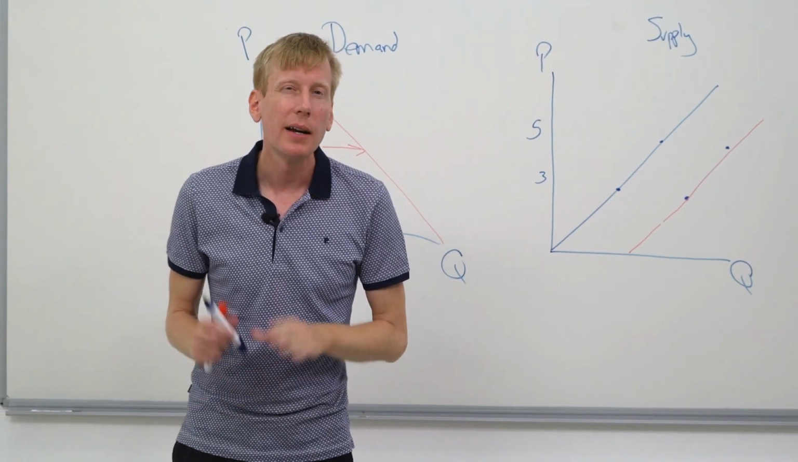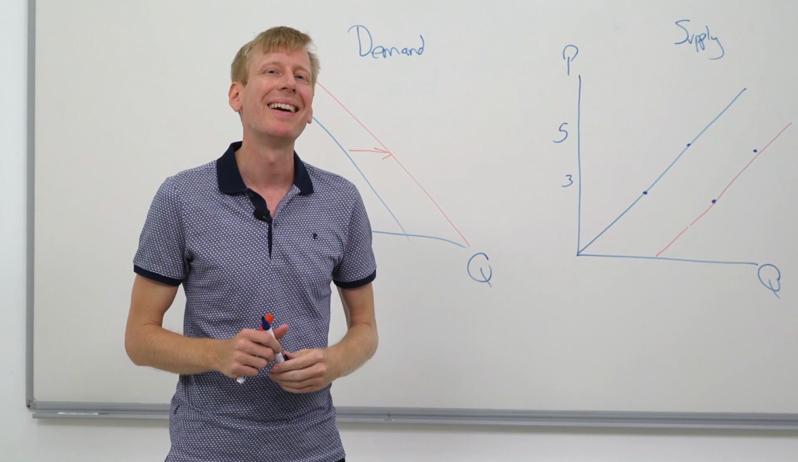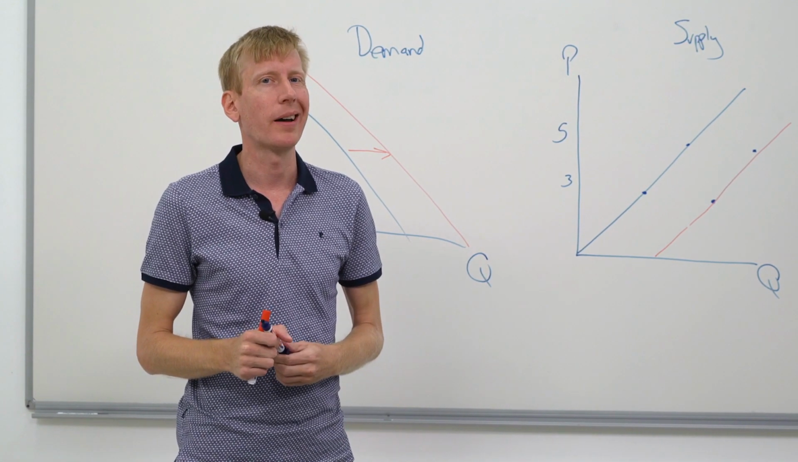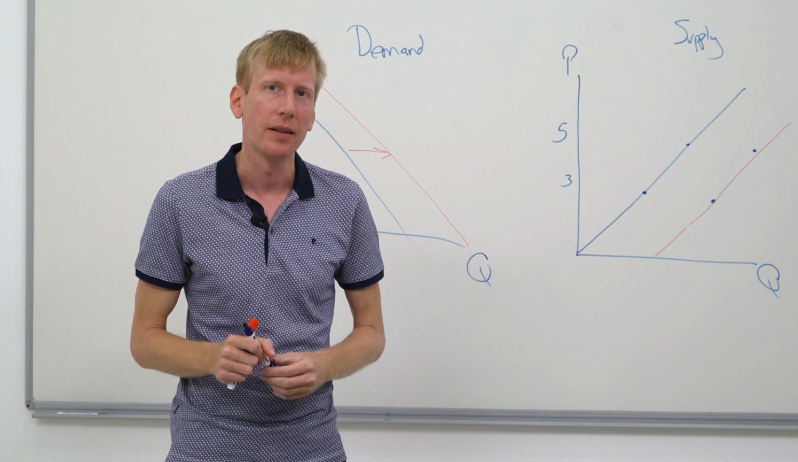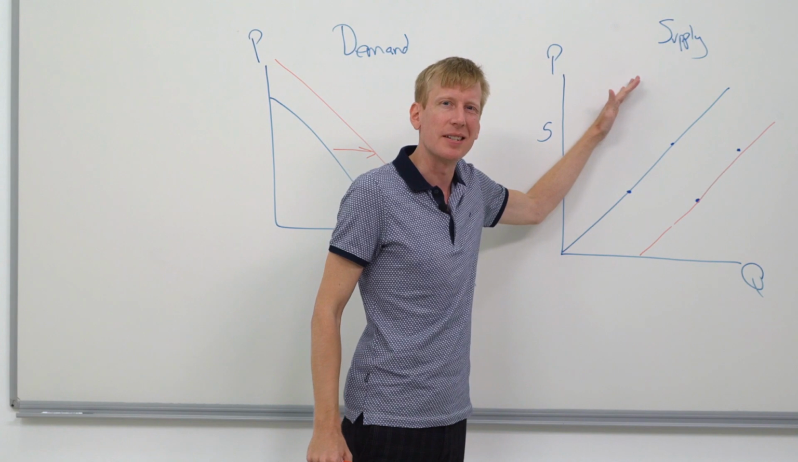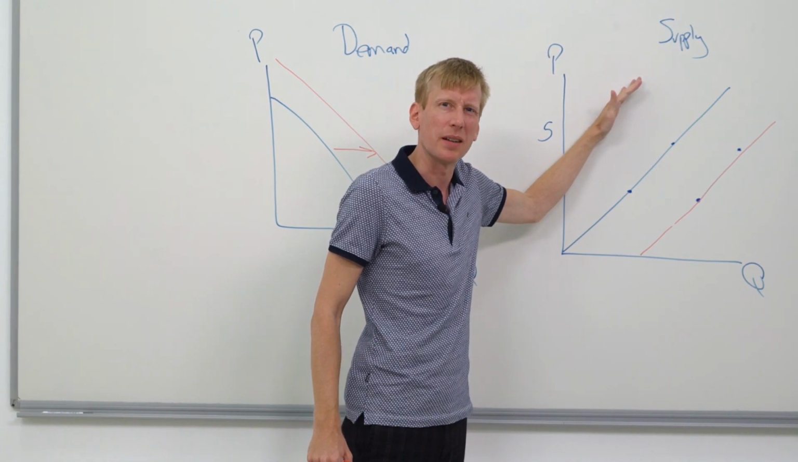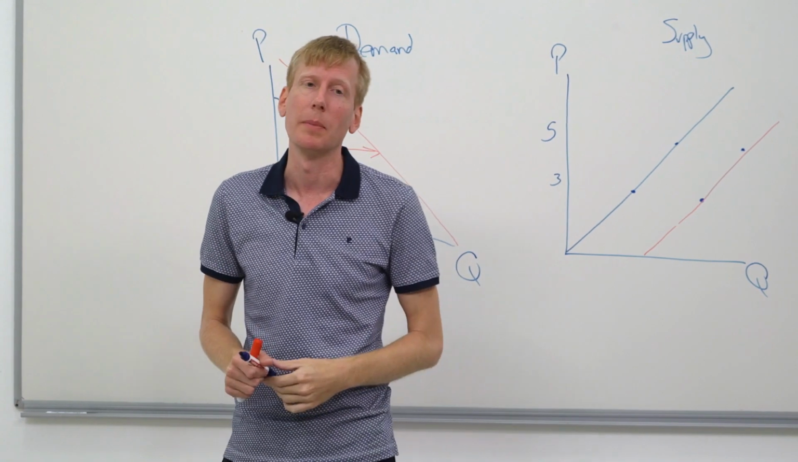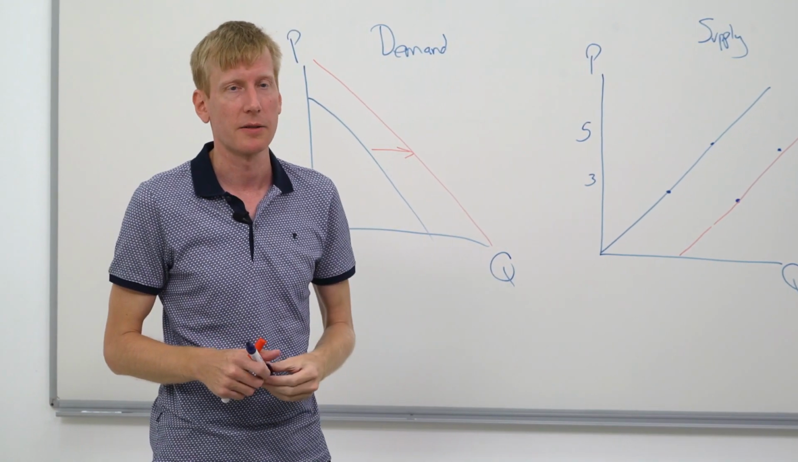Now, for this reason, I'll try to avoid ever saying shift supply up. Shift supply up is very confusing. If we shift supply up, that's actually a decrease in supply, a reduction in supply. It moves the supply curve in and means we have a lower quantity supplied at every given price.